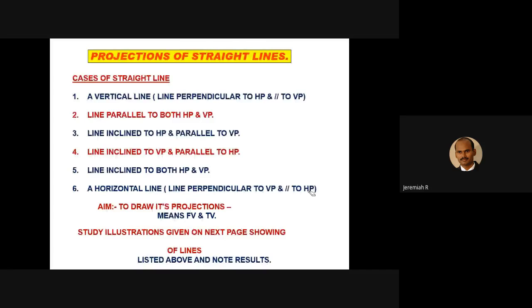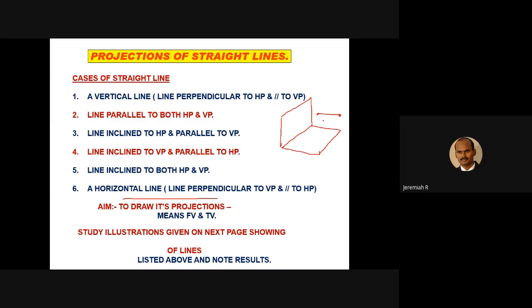Okay, so the case is a horizontal line. For this, there is no animation. So case 6, a horizontal line. A line is perpendicular to VP but parallel to HP. So a line is like this. This is called a horizontal line.